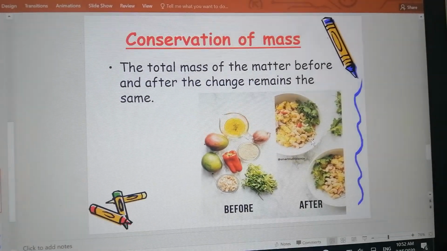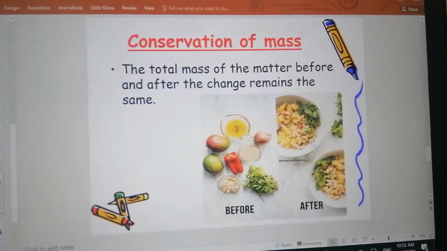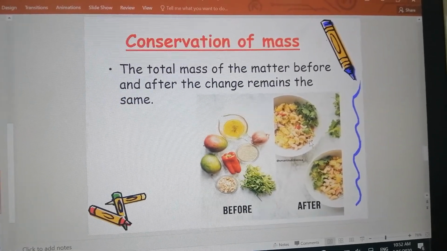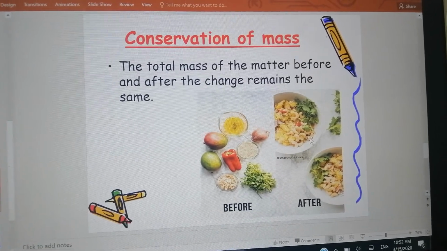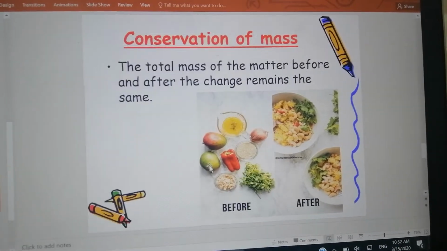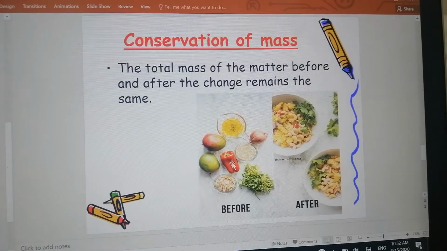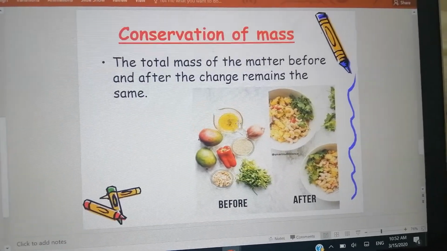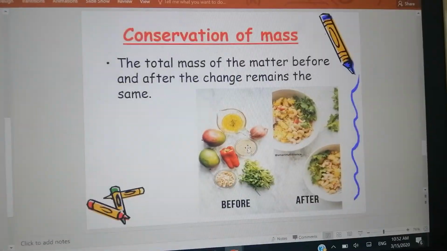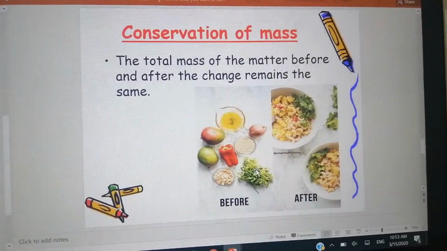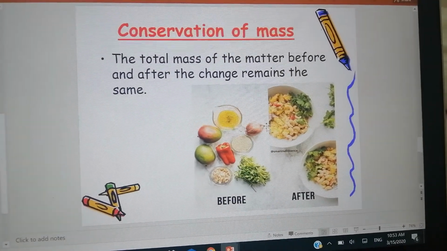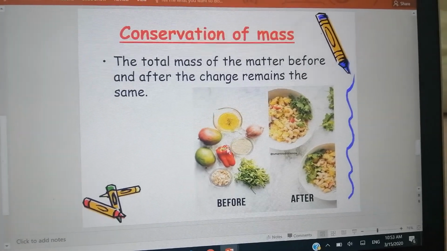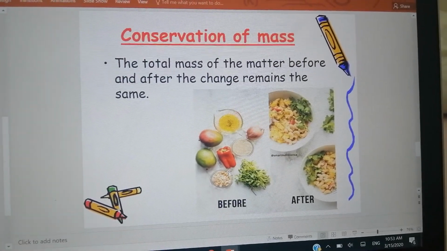We have a rule called conservation of mass. The total mass of the matter before and after the change remains the same. What does this mean? It means when we have here mango, avocado, pepper, some nuts, onions, shredded cheese, parsley, when we put all these things together, they have the same mass as when each one of them is alone at the beginning.